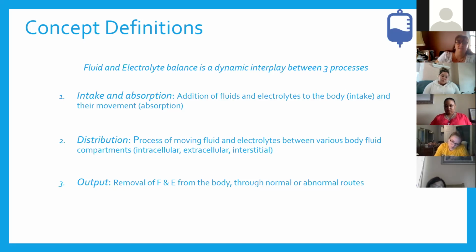Once they're absorbed, they get distributed, and this is the process of moving the fluids between the different body compartments: intracellular, extracellular, and the interstitial spaces, okay? Output is when, after we've given the body everything that it needs, it says, well, I don't need these, I'm good. And the rest go out through the kidneys as waste. Okay, that is your output. So intake and output is the process of absorption and distribution. Okay, does this make sense? One has to happen before the other can happen. Okay.